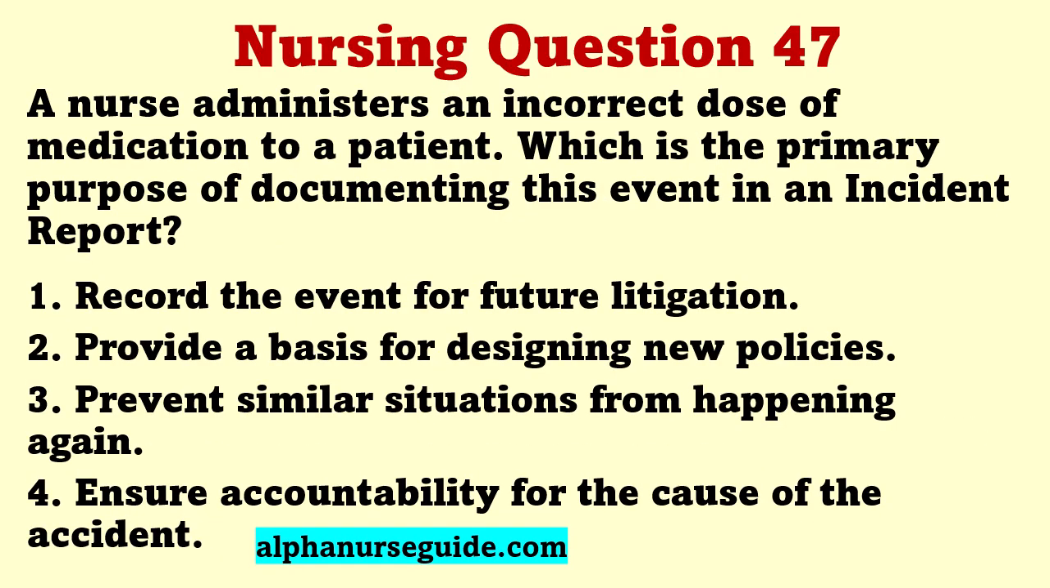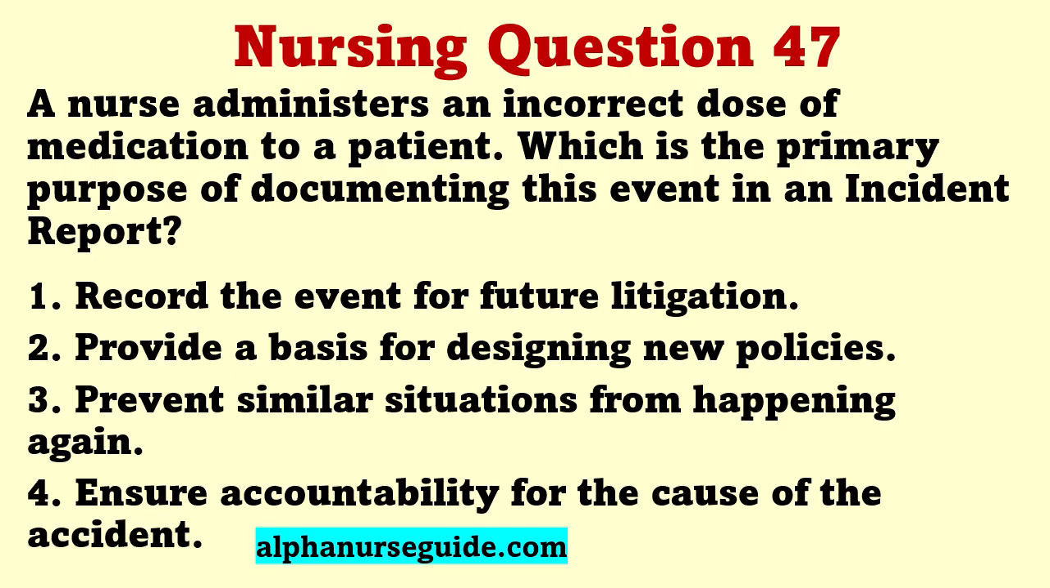A nurse administers an incorrect dose of medication to a patient. Which is the primary purpose of documenting this event in an incident report? 1. Record the event for future litigation. 2. Provide a basis for designing new policies. 3. Prevent similar situations from happening again. 4. Ensure accountability for the cause of the accident.